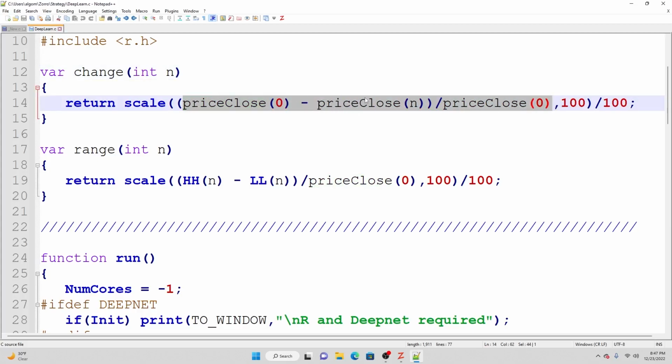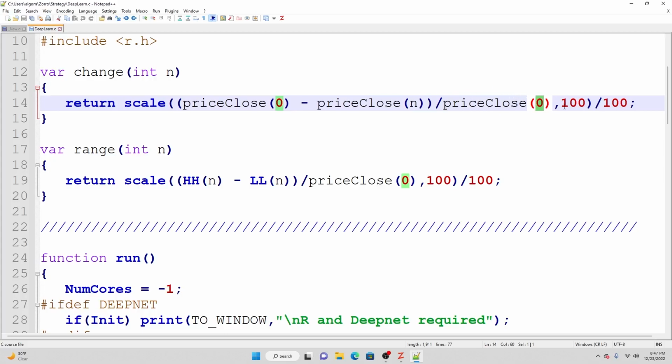This is stuff related to price action. So what does this mean? Well, price close of 0 is the current price, the price this minute or this hour or this day, the price right now, minus price close n bars ago, divided by price close of 0, the current price.